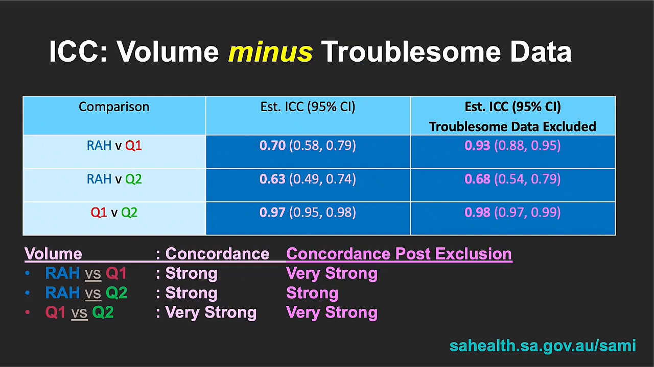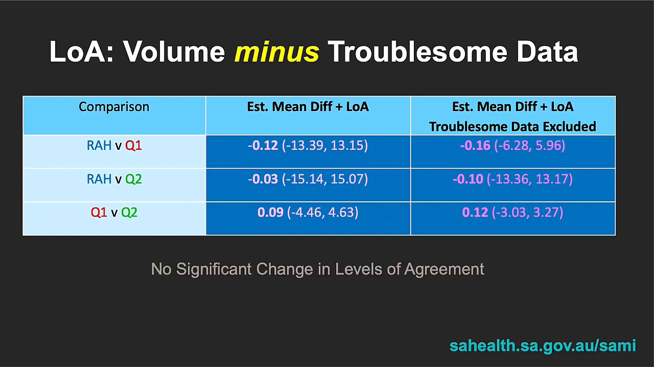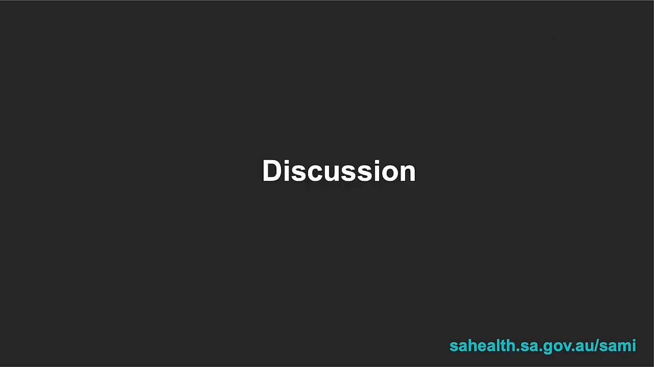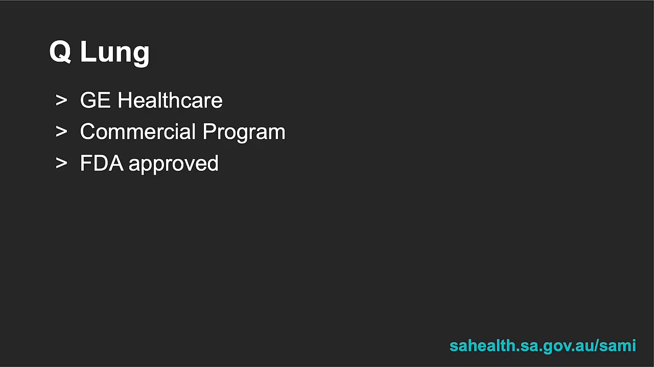Likewise, ICCs for volume also improved from strong to very strong for RAH versus Q1. No change in the other 2 ICCs. No significant change in the limits of agreement. To prove accuracy of our technique, we chose to prove concordance with QLung, which is a commercially available program whose accuracy has been verified by the FDA.